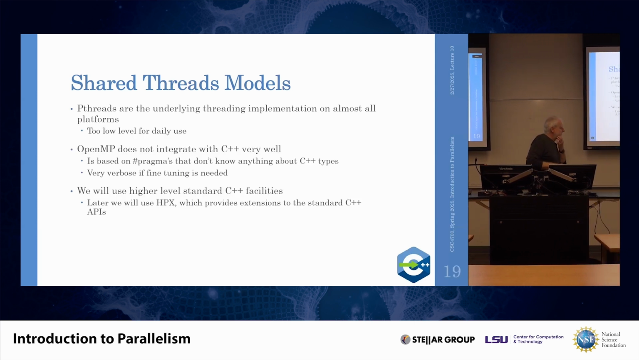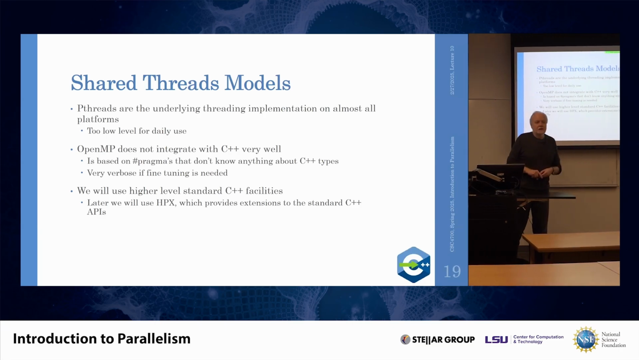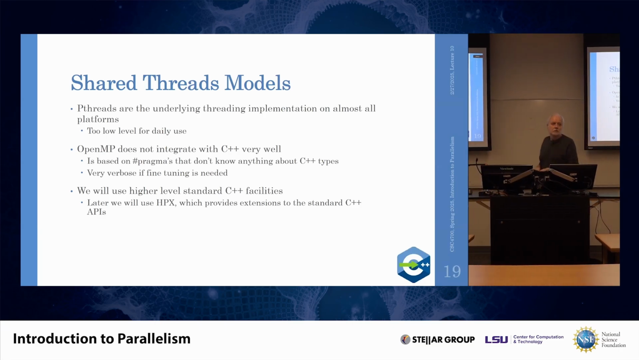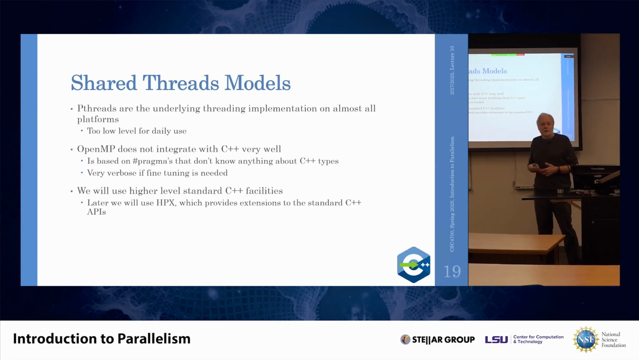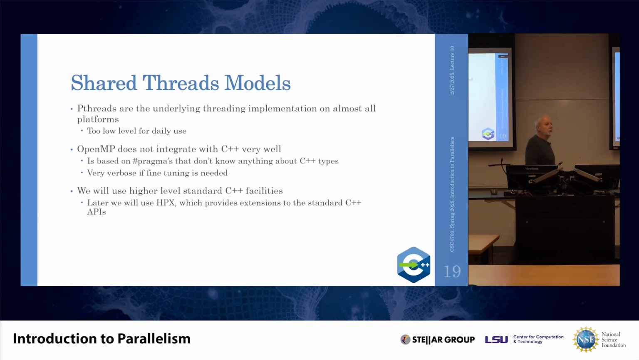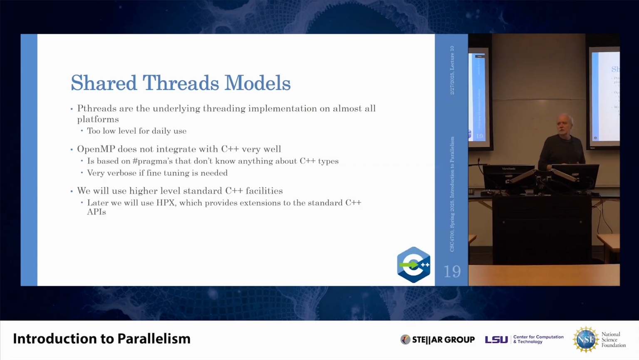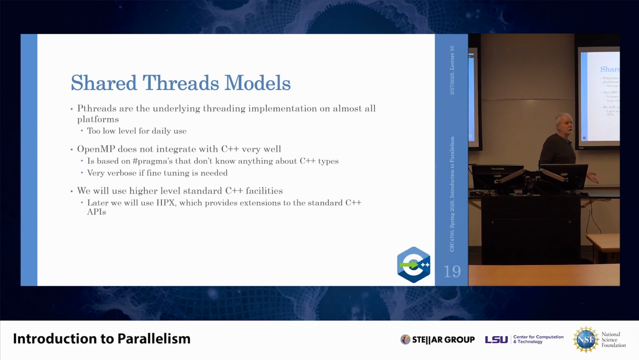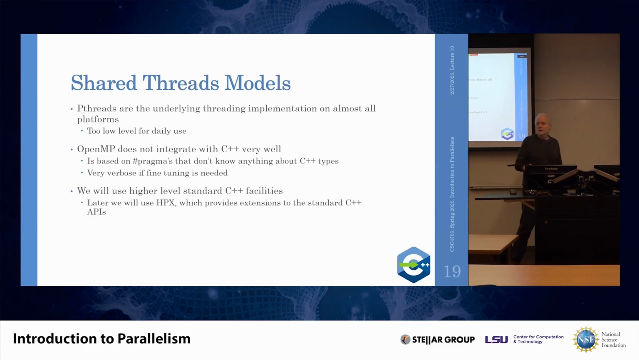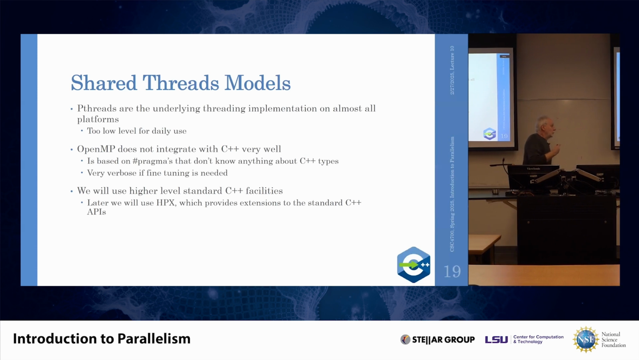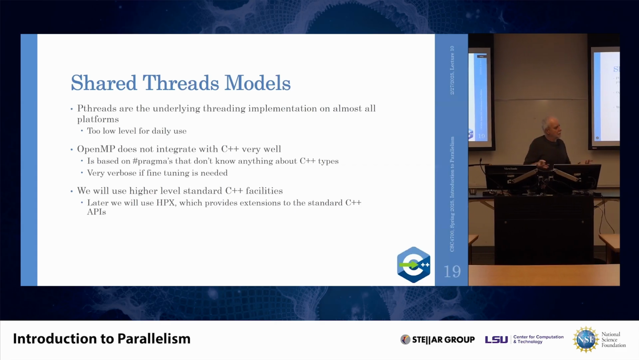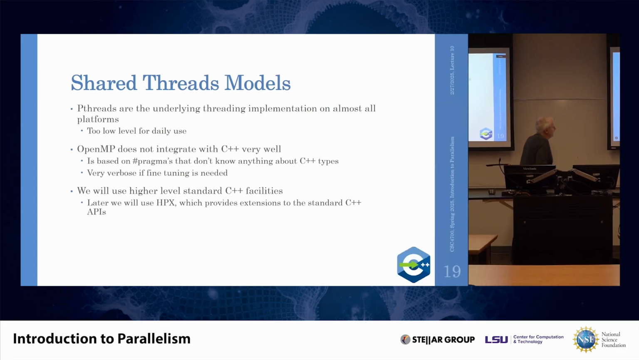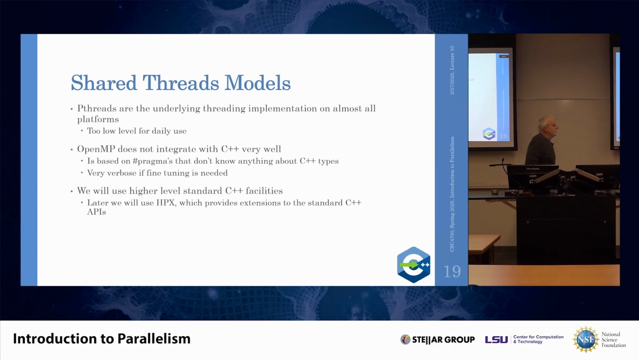The downside of OpenMP is also that since it's a pragma, it doesn't know anything about the language it works with. So while it can access variables in the code, for instance, in C++, you can't parallelize an iterator-based loop with OpenMP. The loop boundaries have to be integrals, so have to be integers. Otherwise, OpenMP just doesn't work, because OpenMP doesn't know anything about iterators, for instance. What we will do in this course, we will use higher level C++ standard interfaces like std for each with a parallelization execution policy. And later we will use HPX, which provides extensions to the standard C++ APIs.